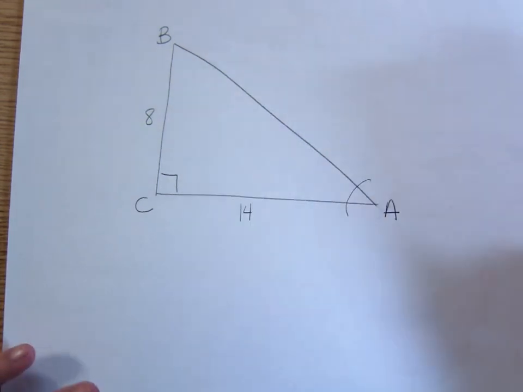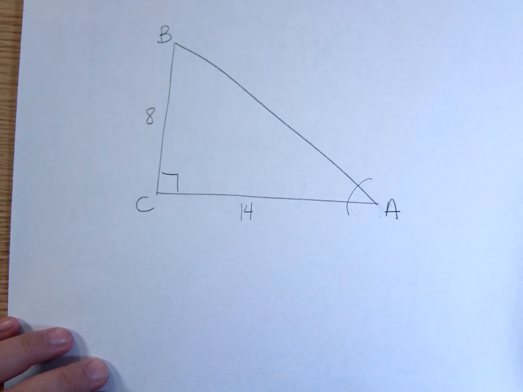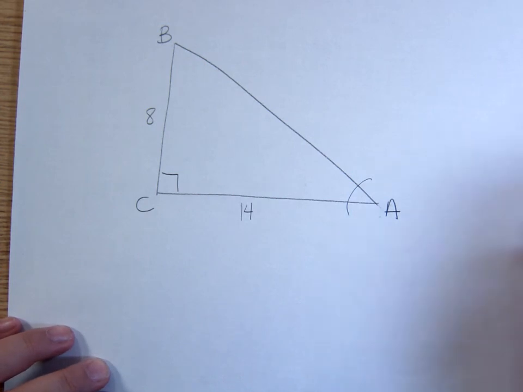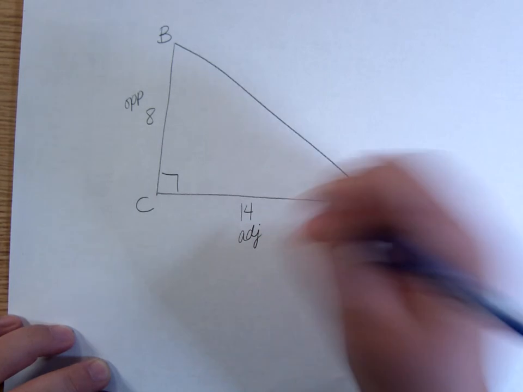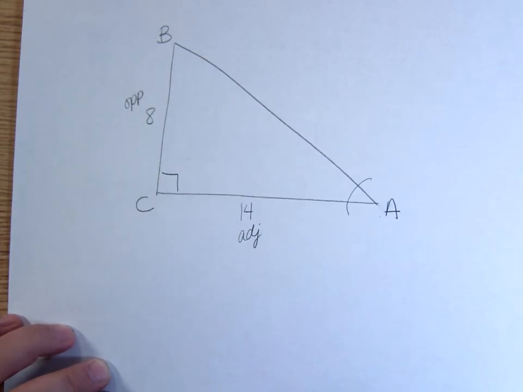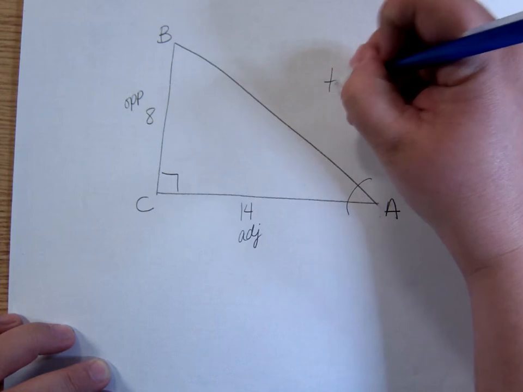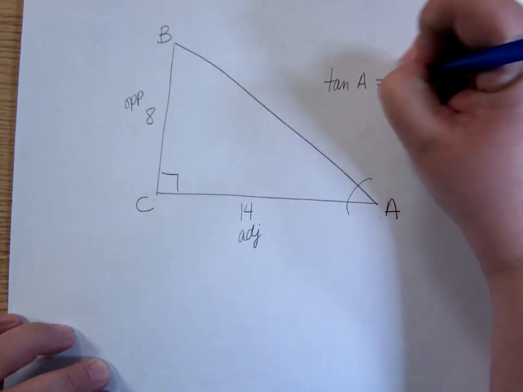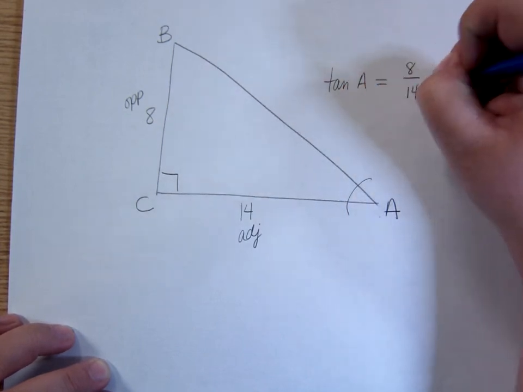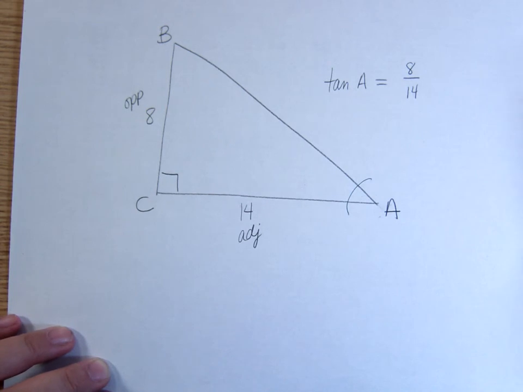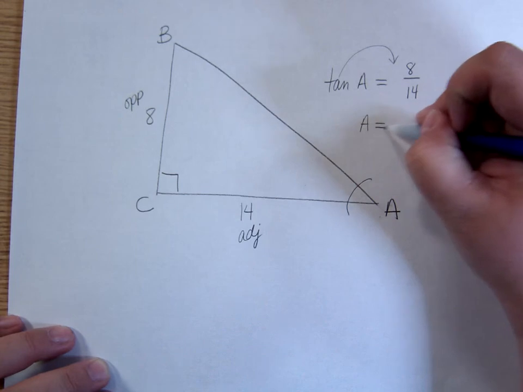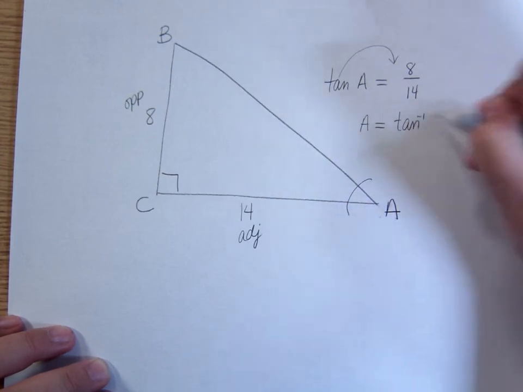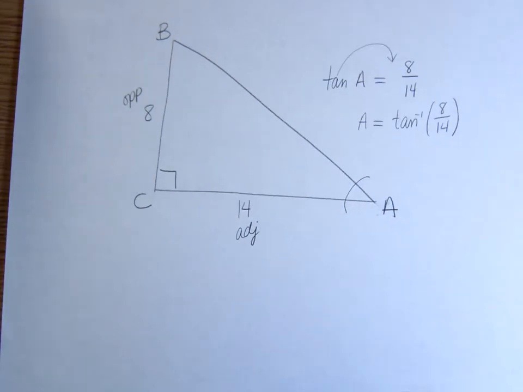Let's go ahead and find angle A. It really doesn't matter which one you find first. If I'm going to find angle A though, this would be my opposite and this would be my adjacent. So that means I'm going to need to use the tangent function. So I say tan A equals opposite over adjacent. Now I'm trying to get tan away from A, so that means it comes over here as inverse tan, and that's inverse tan of 8/14. So that's what goes in my calculator.